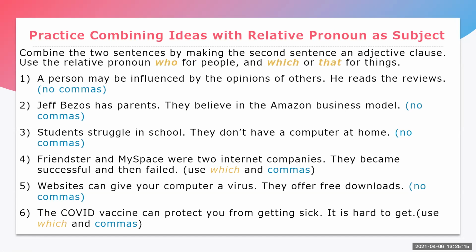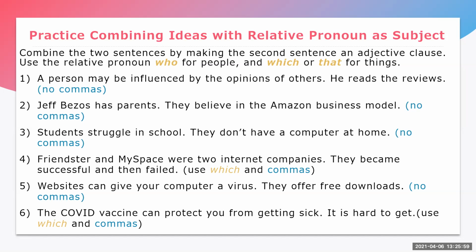Now's your chance to practice combining ideas using adjective clauses. There are some steps that might be helpful to follow. First, identify the pronoun in the second sentence and the noun it refers to in the first. Second, choose your relative pronoun based on whether the relative pronoun refers to a person or a thing. Notice that in sentences 4 and 6, I'm asking you to use the pronoun which. I'll explain this in the use of commas at the end of the next presentation.